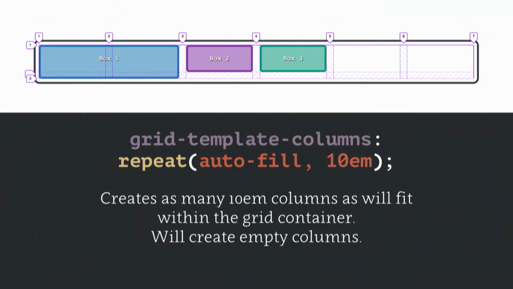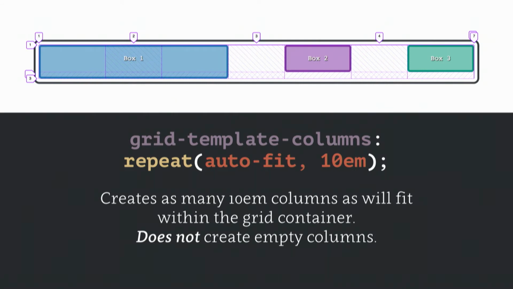Now, I said there's 2 properties, right? There's autofill and autofit. And they work slightly differently, but you only really see it if you only have a couple of items. So here, I have 3 items. And you can see that autofill adds in empty columns at the end, because there's empty columns available. Autofit collapses those empty columns and just places the items where I want them to be. So here we have 3 columns, even though there's technically space for more, and then I can use justify content to justify them across the screen.